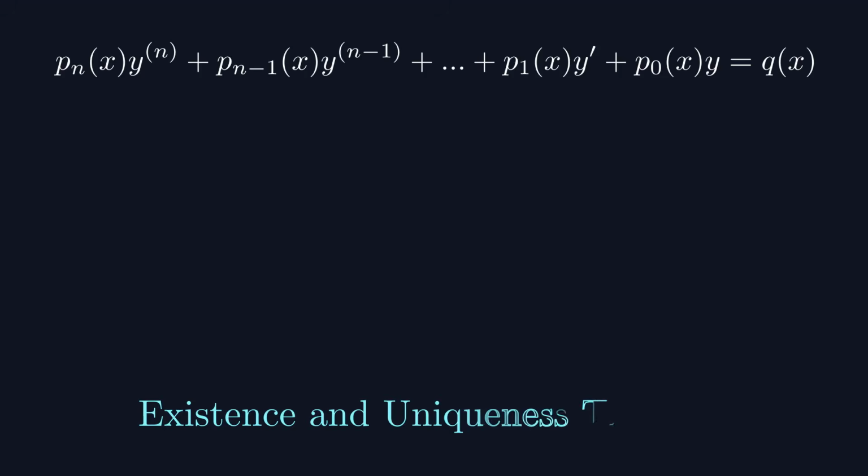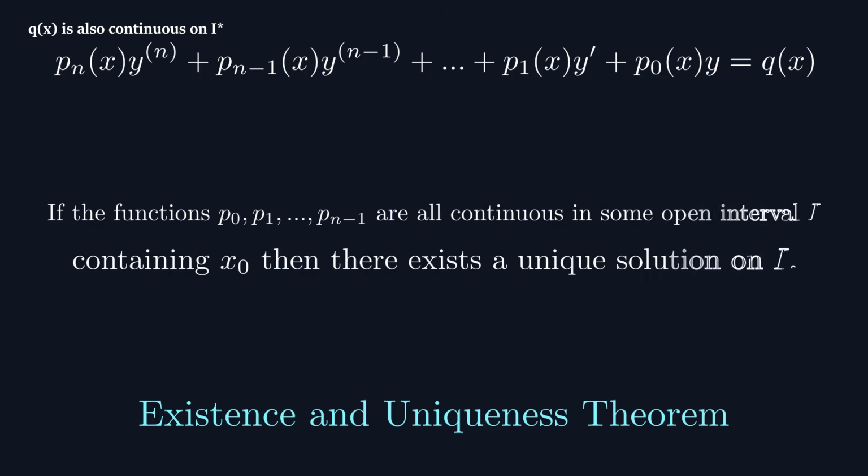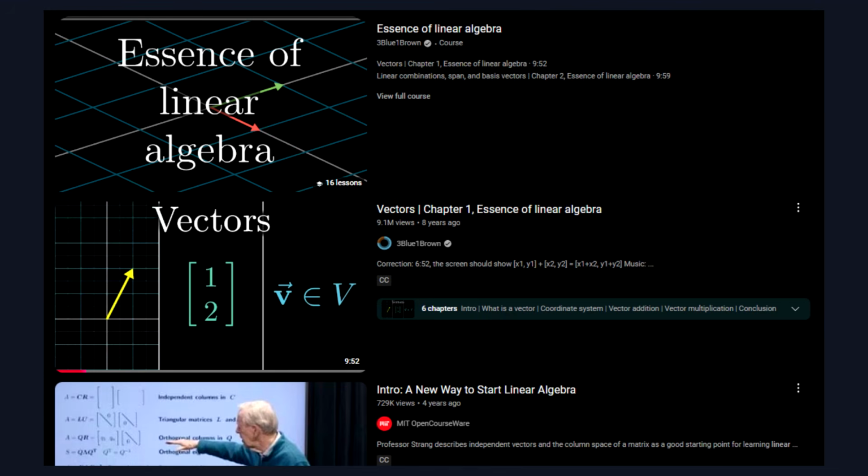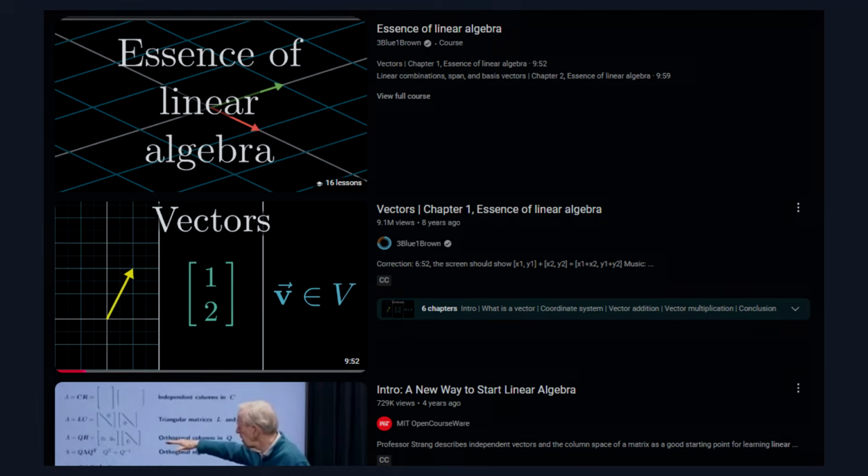Now, the existence and uniqueness theorem states that if the functions p sub 0, p sub 1 up to p sub n minus 1 are all continuous in some open interval I containing x0, then there exists a unique solution on I. The next part, and expect a general theme of that in this section, will incorporate some topics in linear algebra. Maybe I'll try to make a video on this soon.